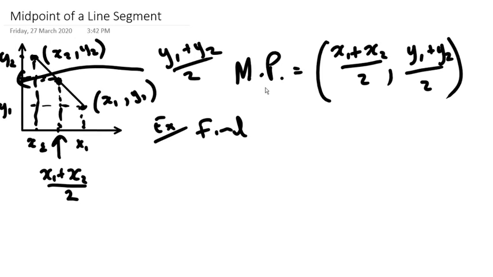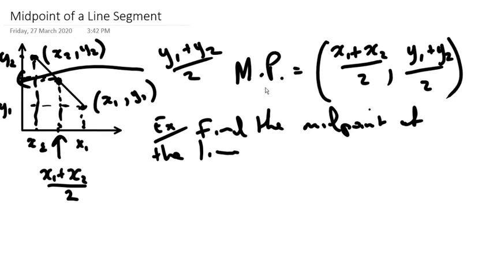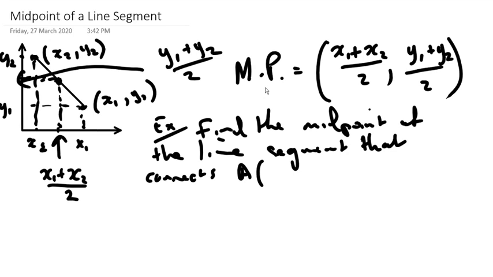Find the midpoint of the line segment that connects A, which is (0, 1), and B, (3, 5). So we're going to find the midpoint.